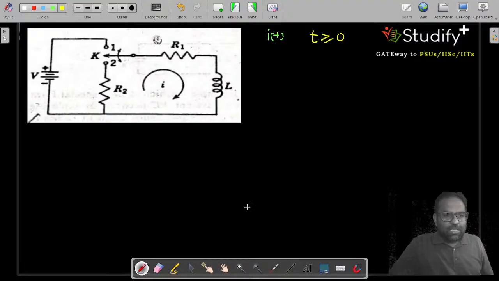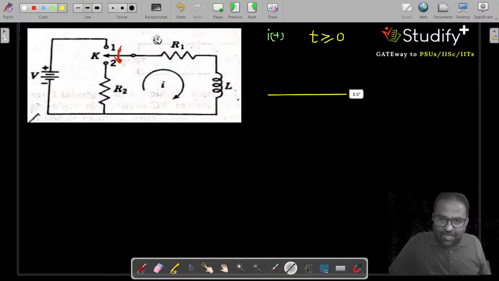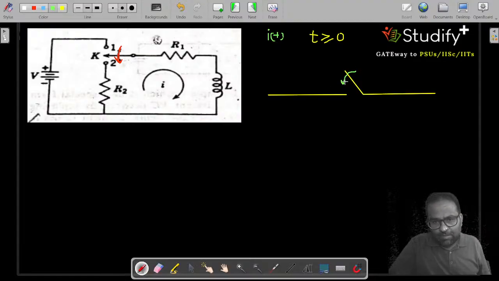As you know, the switch is initially at position number 1 and then it goes to position number 2. So let me draw the switch completely. The switch is going from position A to position B. Correct. Now we know that our circuit can be analyzed in two parts. I will tell you how to analyze both the parts.